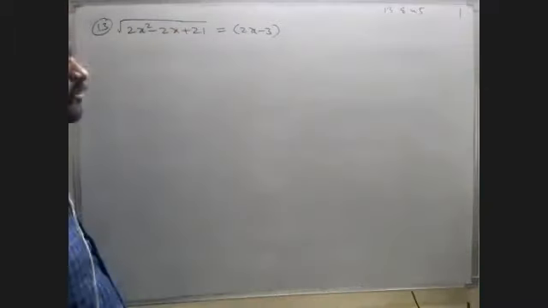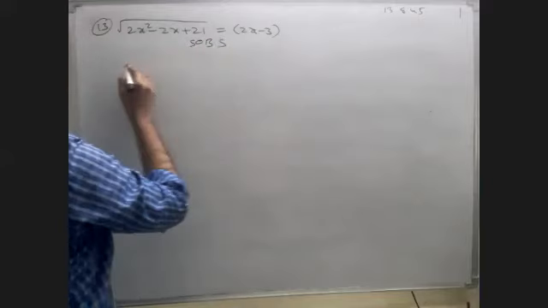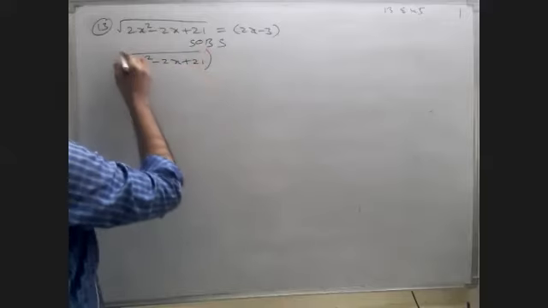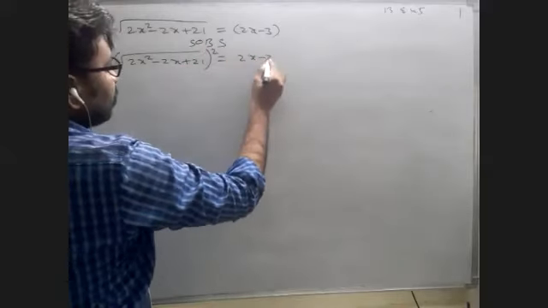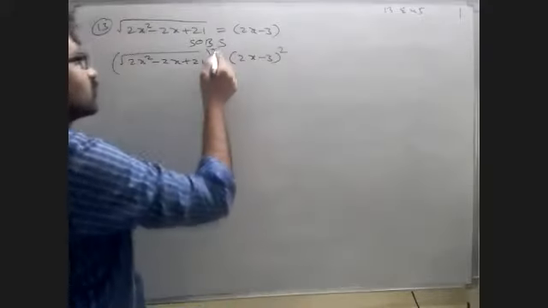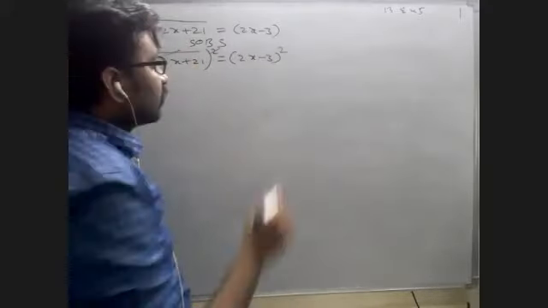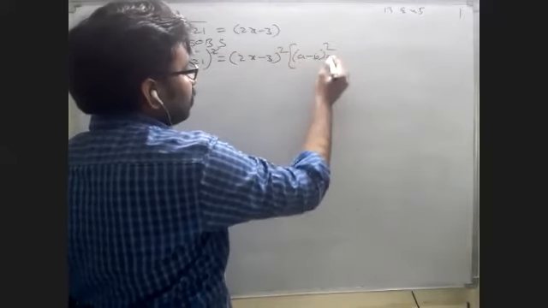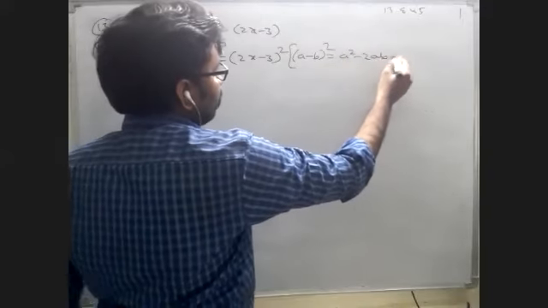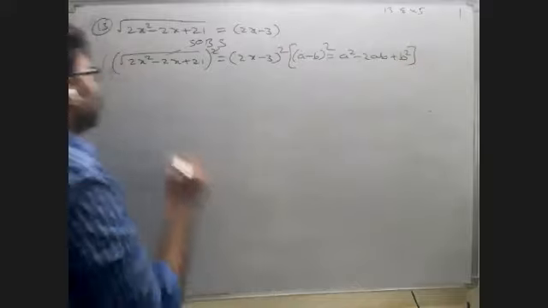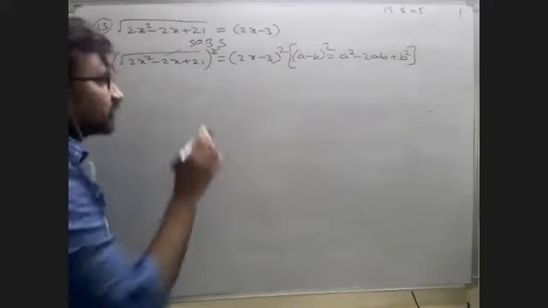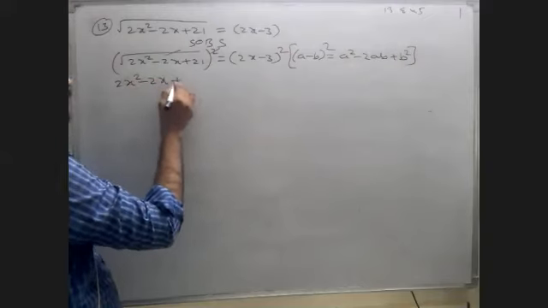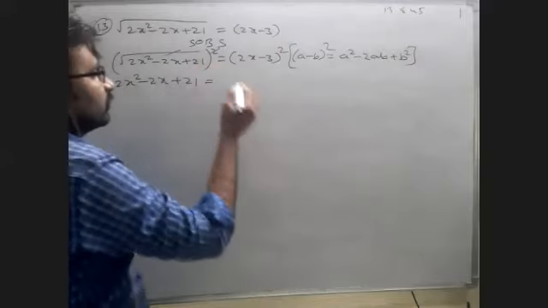See, I told you squaring on both sides, we have to apply squaring on both sides, that is root over 2x square minus 2x plus 21 whole square is equal to 2x minus 3 whole square. Here square root will get cancelled. Now here this is also the same formula as the previous question, a minus b whole square is equal to a square minus 2ab plus b square is the formula. Now first I am writing without square root. Why? Because square root gets cancelled. 2x square minus 2x plus 21 is equal to a minus b whole square.